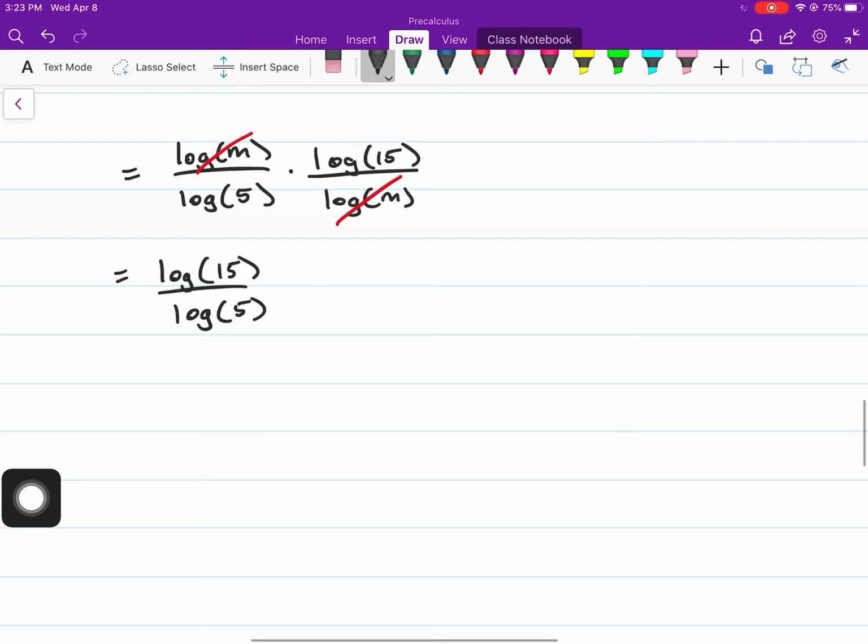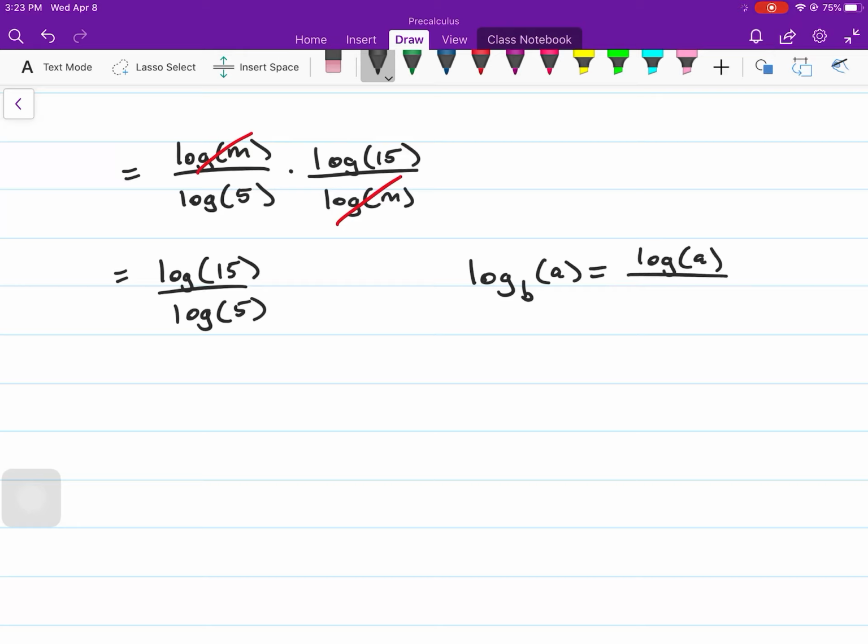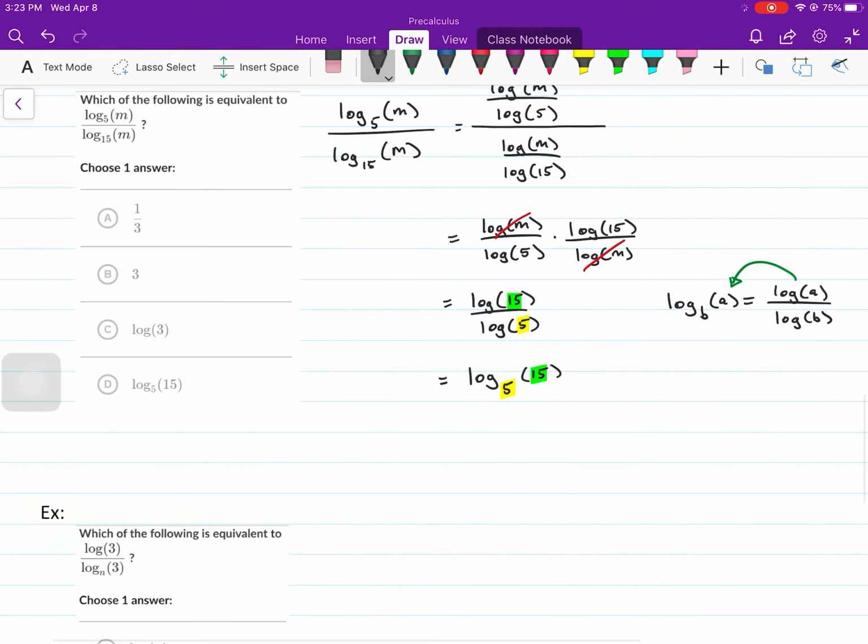So if you remember our change of base formula, if you had log base b of a, it would be log of a over log of b, right? So think about this. We're starting with the fraction, just like you see here. We have a fraction of logarithms, so can't we go backwards and rewrite that to have log base 5? Notice this would be the base on the bottom, right? And then of 15. The top would just go on the inside. So our answer would actually be right here, log base 5 of 15.